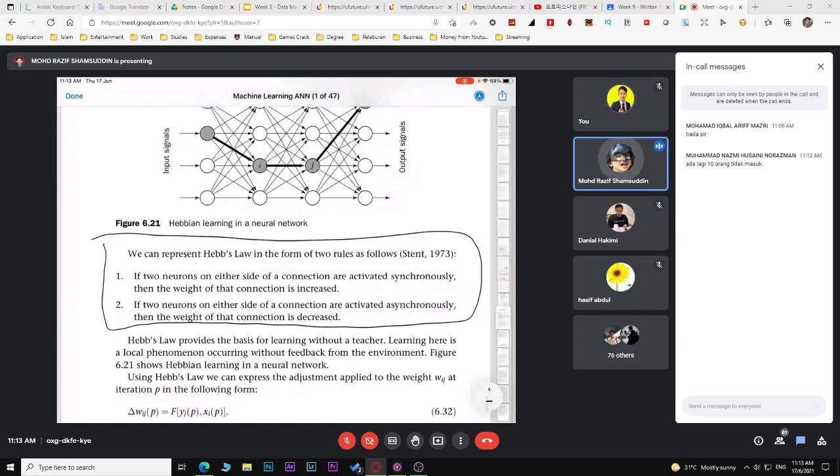Ada 10 orang lagi tak masuk. Tak masuk sini. Oh, okey. Salah ke? Okey. Sekejap, okey, saya nak bagi you faham. Kita Google sekejap. You boleh Google sekejap. Define synchronous.